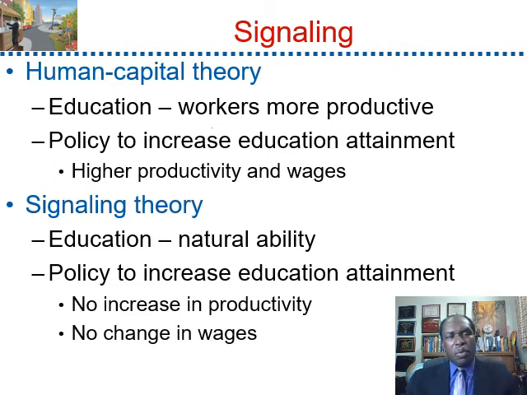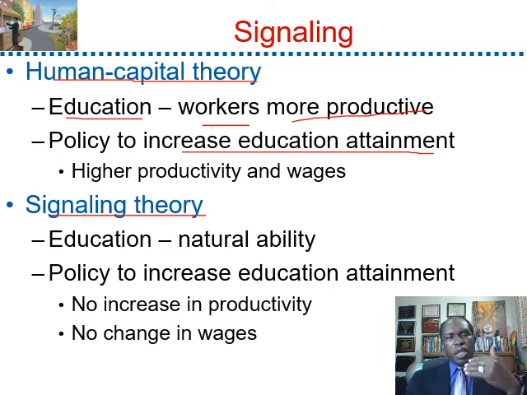So what is the difference between human capital theory and signaling theory? Human capital theory focuses on education. Workers with more human capital, for instance a college degree, bachelor's degree, master's degree, or PhD, are more productive, and therefore any policy that increases education attainment will lead to higher productivity and therefore to higher wages.